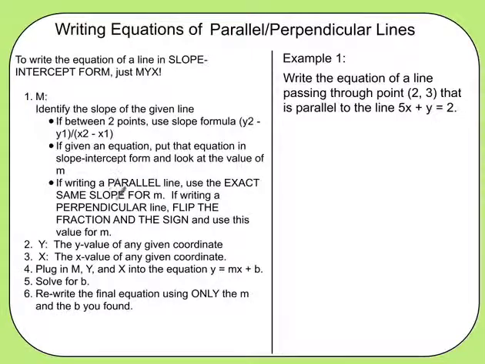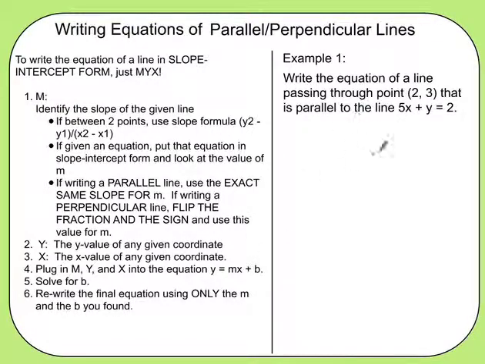The only thing that's a little bit different when we want parallel or perpendicular lines is the identifying the slope part. We look at the given equation and find its slope. If it's parallel, we use the exact same slope for m. If we want a perpendicular line, however, we need to use the opposite reciprocal of the slope of the given equation. That's going to give us our perpendicular line.